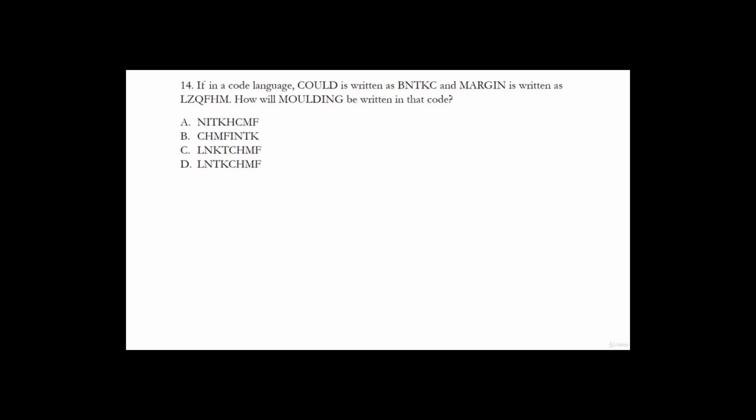If in a code language, could is written as B N T K C, which means after B it is C, after N it is O, after T it is U, after K it is L, after C it is D. So that means one decrement is done from each letter to get the code. The same thing has to be done for molding.